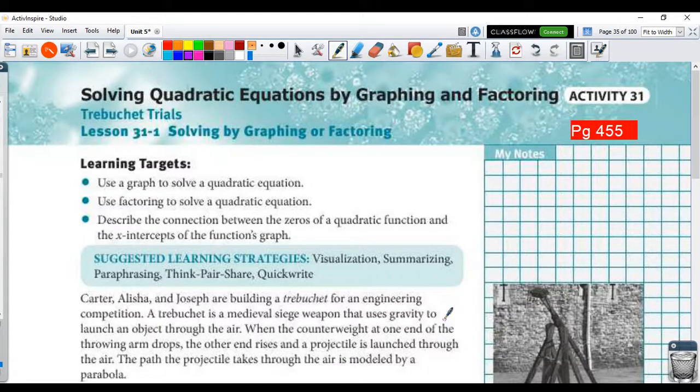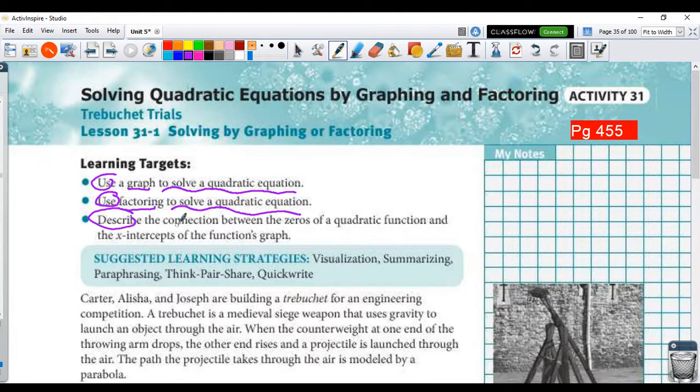We are going to look at activity 31. This activity begins with lesson 31.1 on page 455. This first lesson is about solving quadratic equations by graphing or factoring. So we are going to use a graph to help us solve a quadratic equation. We are going to use factoring to help us solve a quadratic equation.